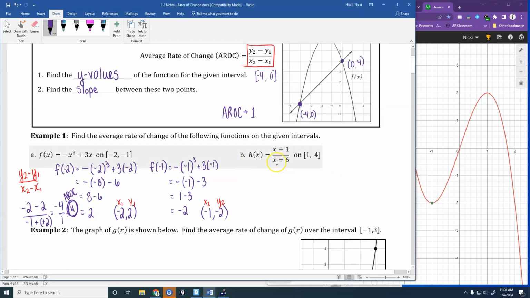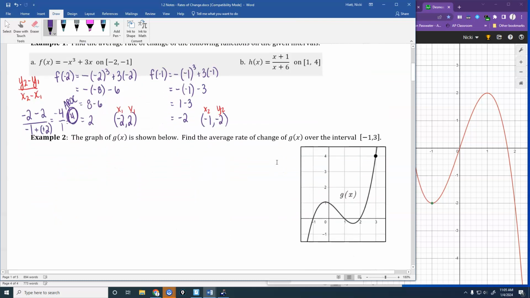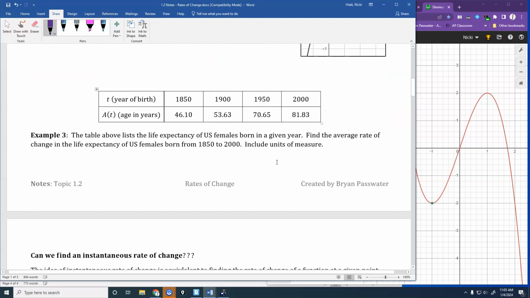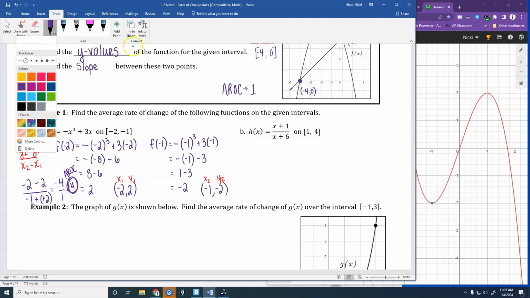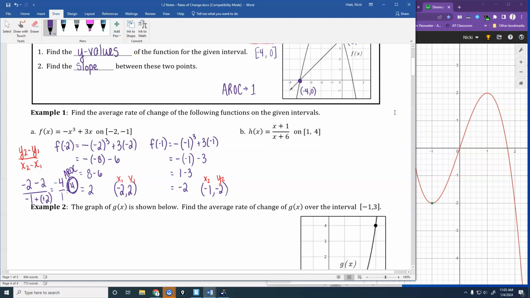Okay. Time's so short. I need to skip something. I don't know if I want to skip this one or not, though. Let's do D. All right. We can at least get the average rate of change stuff done. That'll be good, and we can do part of the assignment.